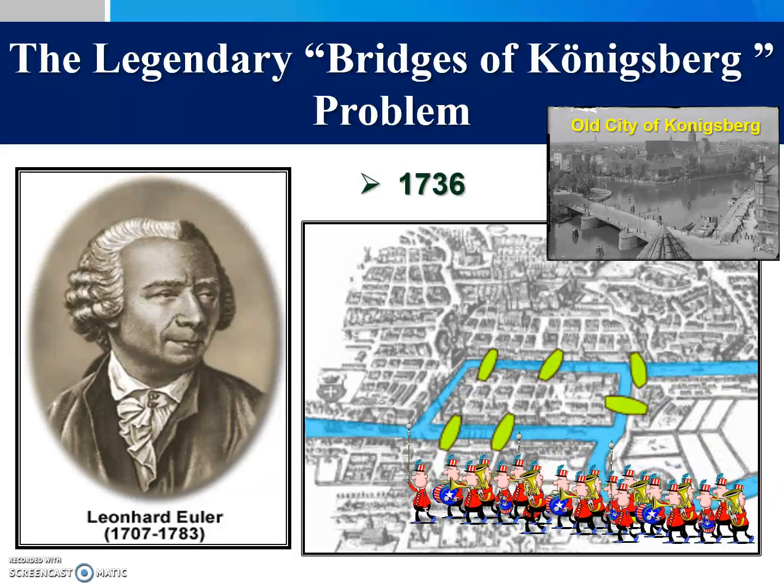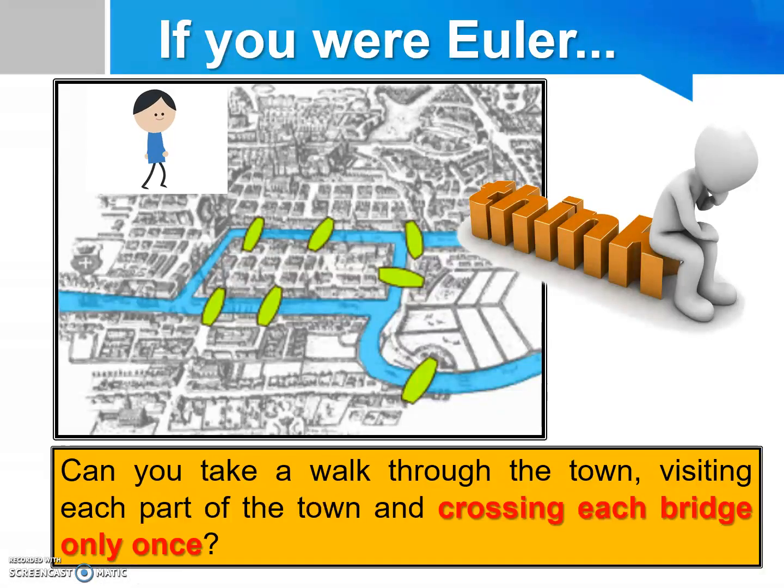Designing the parade route was complicated by the fact that sections of the city were located on the islands in the preserved rivers and connected to the mainland by a network of 7 bridges. City fathers insisted that each bridge should be crossed by the parade once and only once. Well, if you were Euler, can you take a walk through the town and visit each part of the town of Königsberg by crossing each bridge only once?